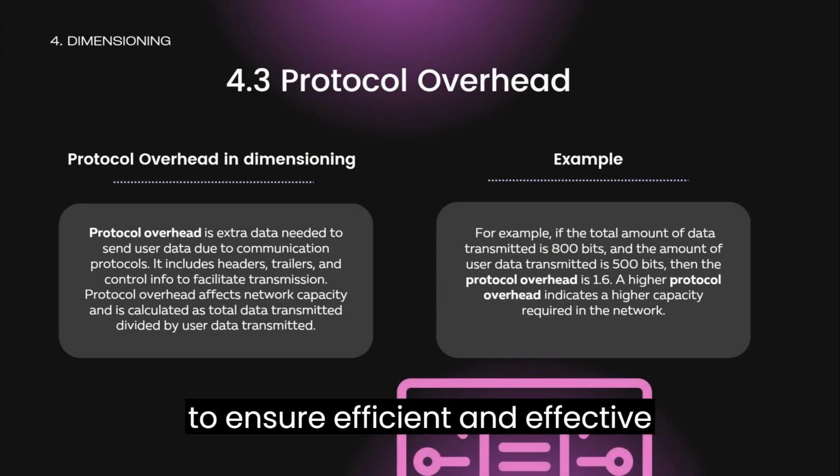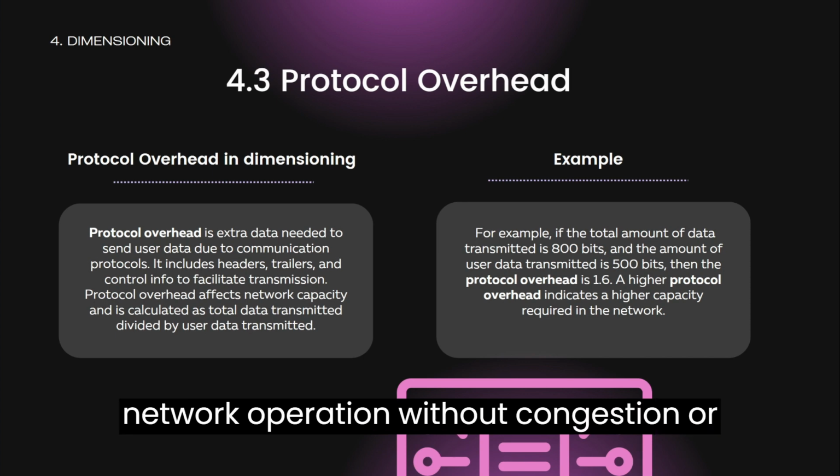4.3, protocol overhead. Protocol overhead is the amount of additional data that is required to transmit a unit of user data due to the use of a communication protocol. It includes headers, trailers, and other control information that are added to user data to facilitate its transmission. Protocol overhead is significant in dimensioning because it affects the capacity required in the network. It is calculated as the ratio of the total amount of data transmitted to the amount of user data transmitted. So for example, if the total amount of data transmitted is 800 bits and the amount of user data transmitted is 500 bits, then the protocol overhead is 1.6. A higher protocol overhead indicates a higher capacity required in the network.